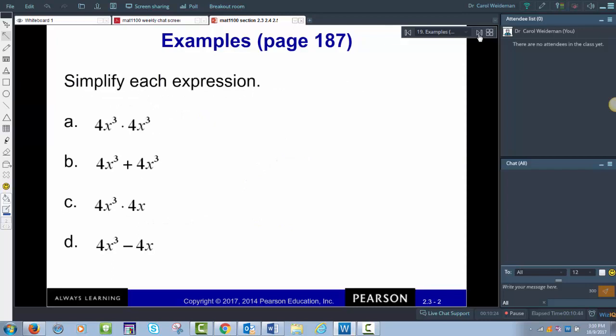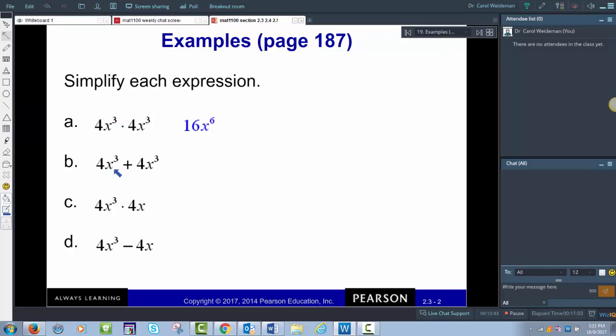So here, I'm multiplying. Now look at the difference in these. Some of these look the same. These both have x cubes in them, but this is a multiplication problem. So what do I do? I multiply the coefficients to get 16, and then I multiply the terms with the exponents. They have the same base, so I add the exponents, so I get 16x squared.